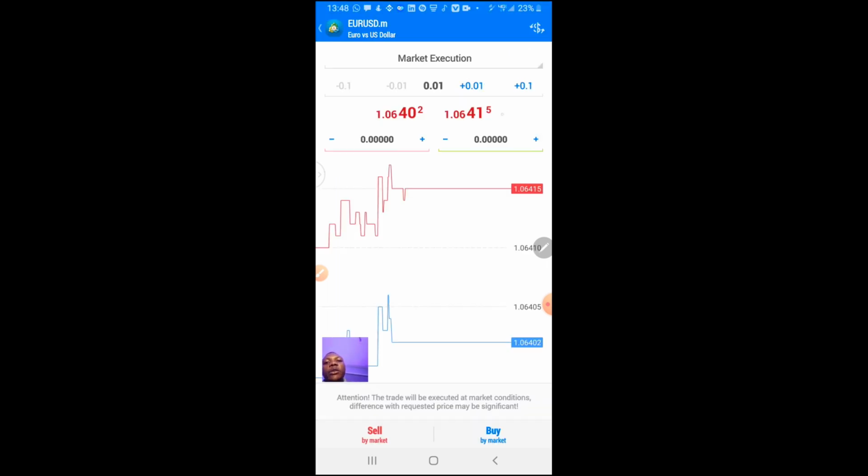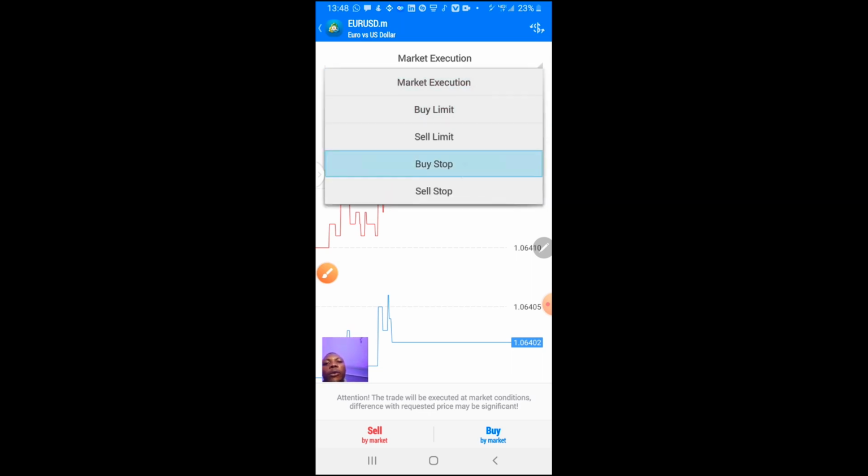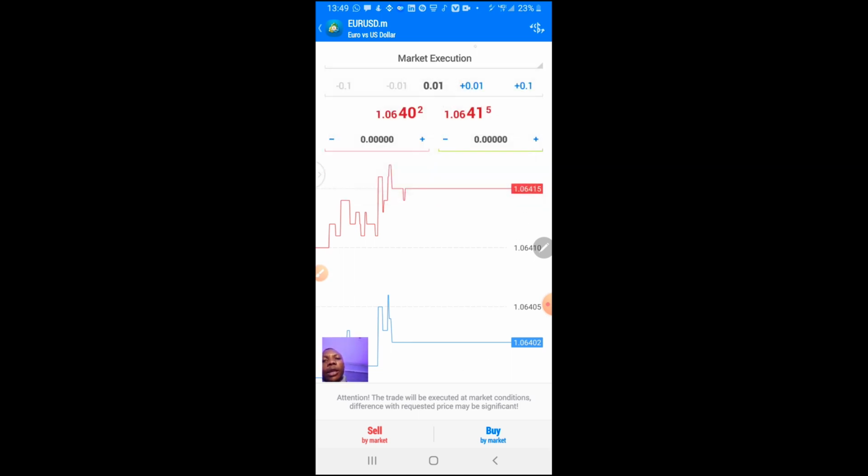The next thing is let us click here on market execution. You have to click here to see the other options of entering the market. If you click here, these are them. You can see the market execution is instant: buy limit, sell limit, buy stop, sell stop. Now buy limit, we will take each of them one after the other.